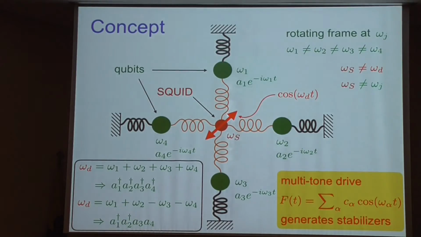And so, of course, the drive that I apply to the squid, or the shaking that I do, is a signal composed of several frequencies, and this composition is such that it generates precisely the stabilizer interactions that I want. That's the signal I mentioned earlier: I want to keep the circuit simple because building circuits is difficult, but shaping such a signal is something that is less difficult.